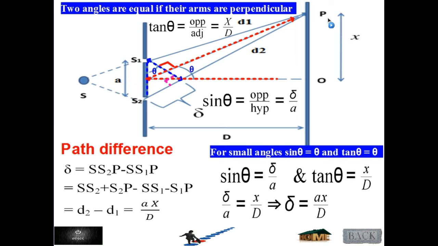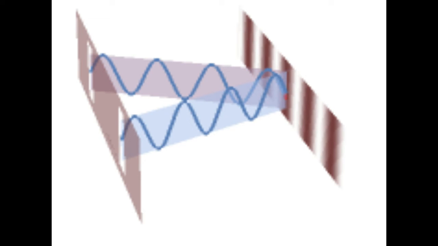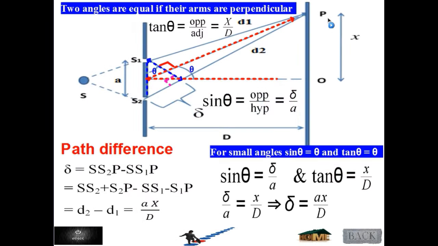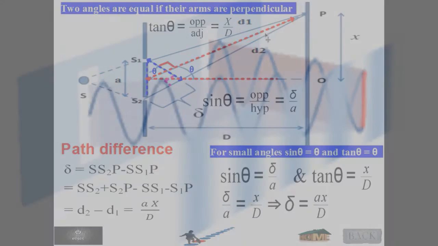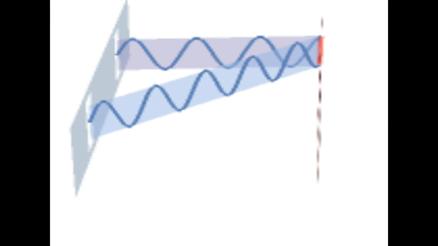We can recall that if P is the center of a bright fringe, then the two waves interfere constructively, and we have crest with crest or trough with trough. If P is a center of a dark fringe, then the two waves interfere destructively and they cancel each other. So crest on trough or trough on crest.